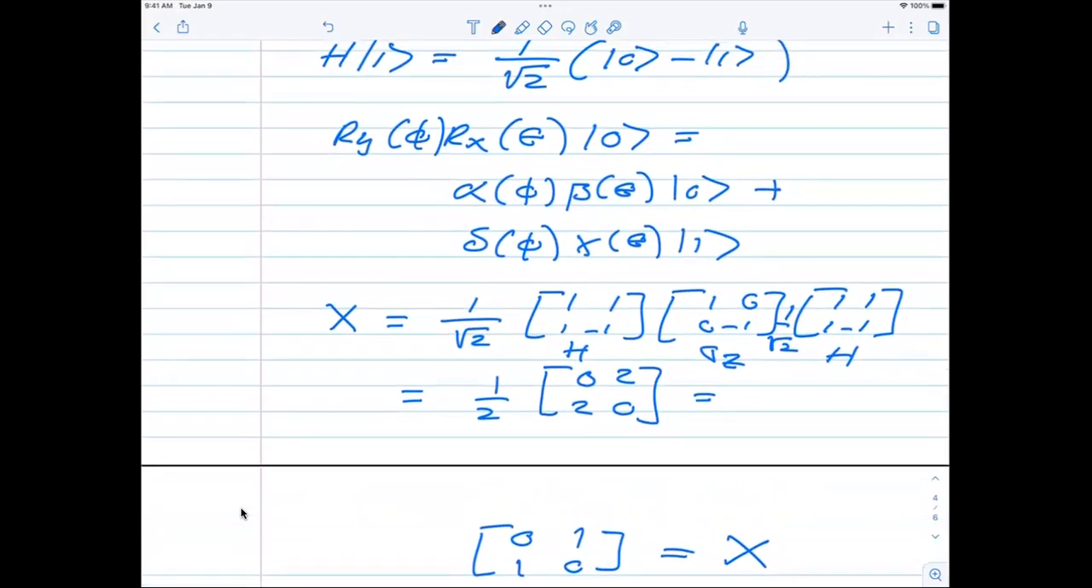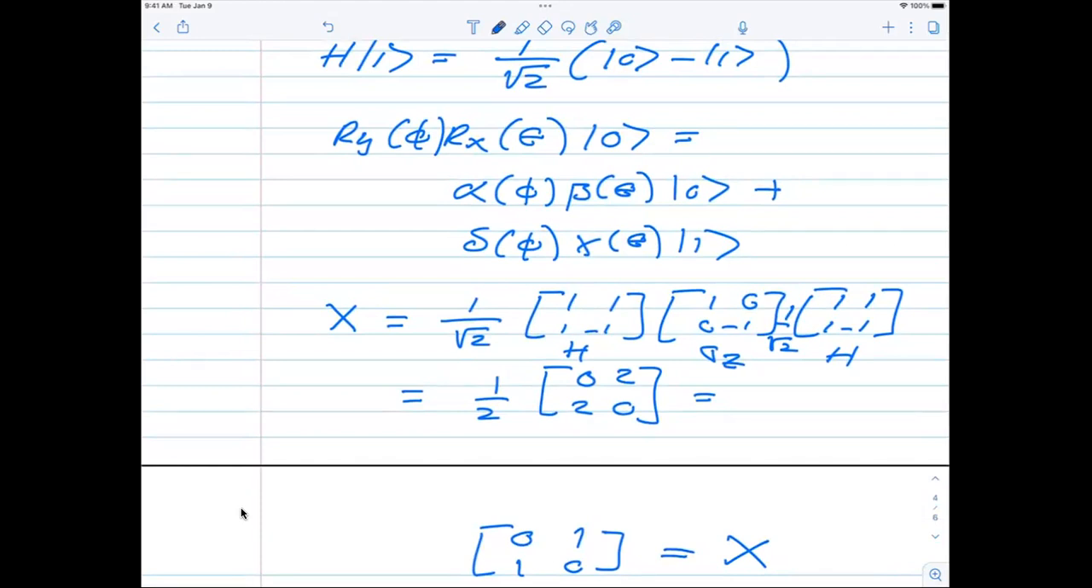Because you wrote the acting of the rotation matrices on the basis state 0, and you rewrite it in terms of alpha, beta, delta, and gamma. I lost you for a second on why we rewrote it with the delta and gamma acting on basis state 1.